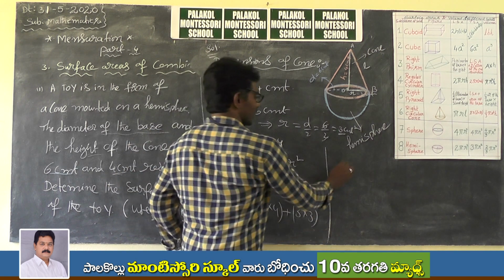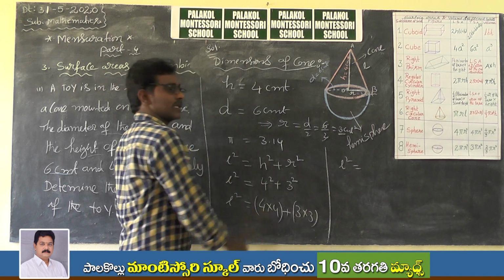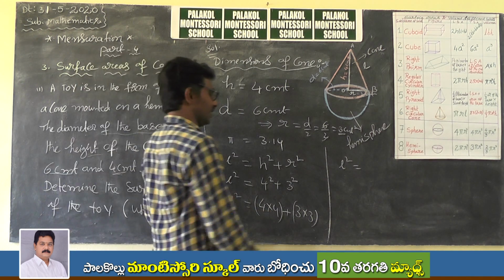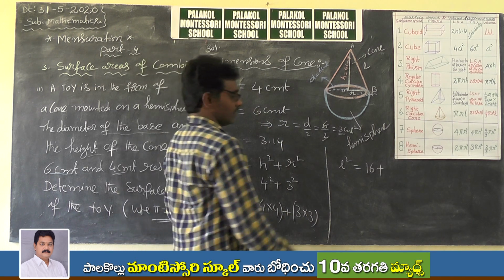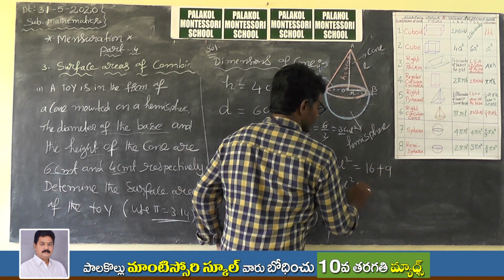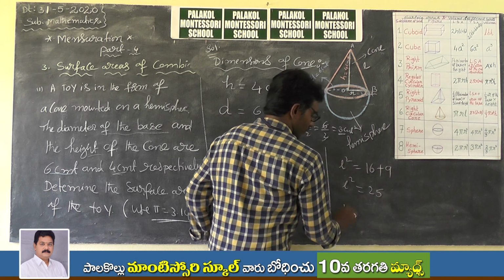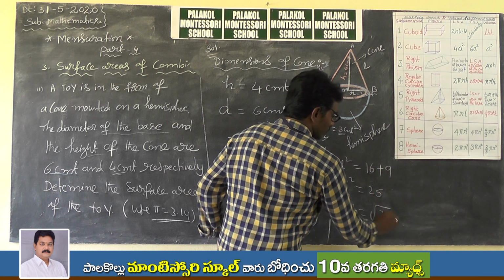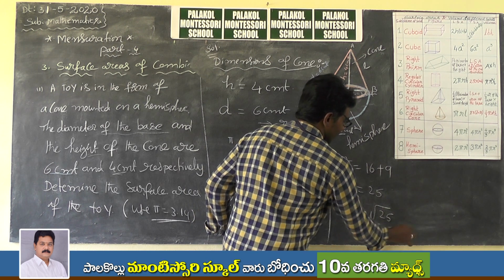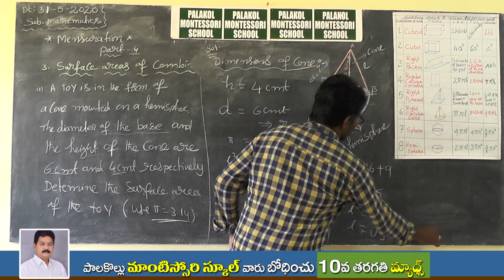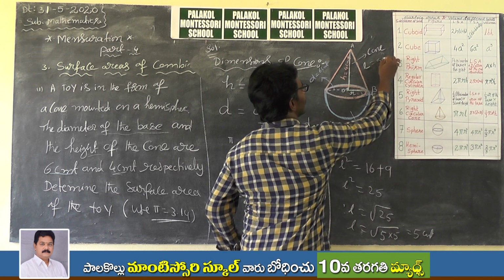Now l square is equal to 16, since 4 fours are 16, plus 3 threes are 9. So 16 plus 9 is 25. Therefore l is equal to root 25, which is root 5 into 5, that is 5 centimeters. So l is equal to 5 centimeters.